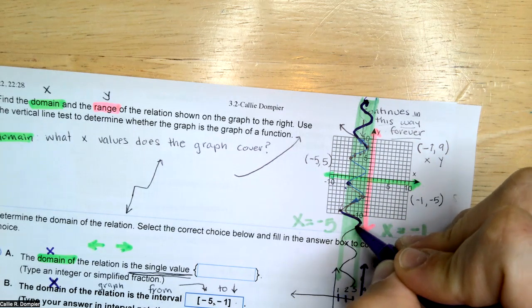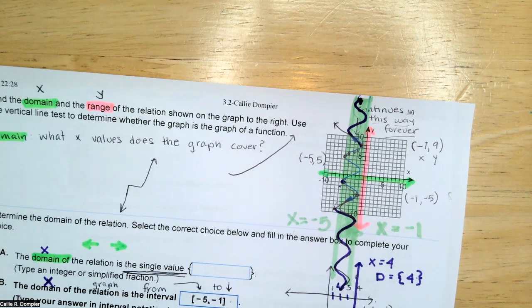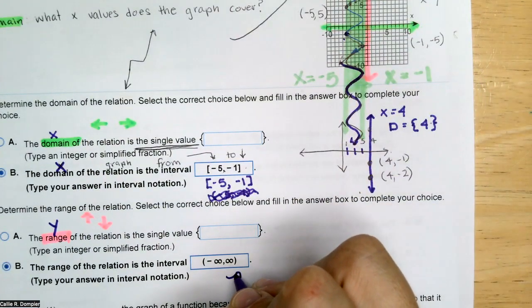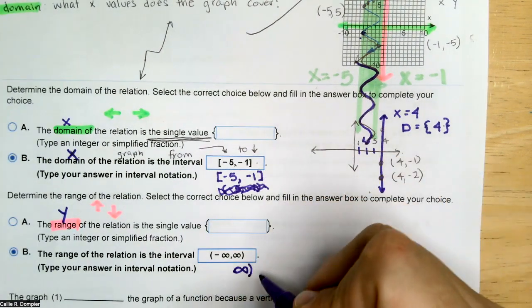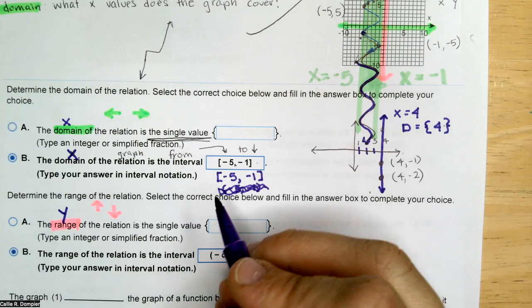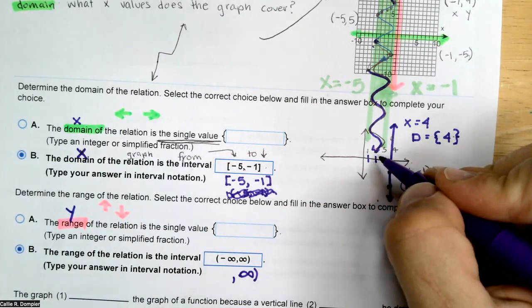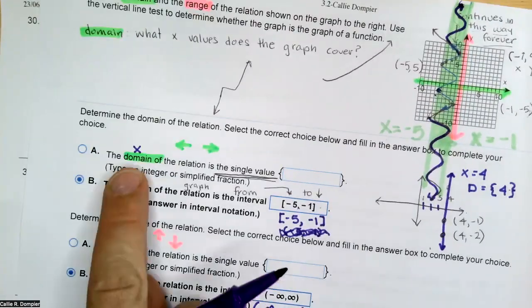Even as I get to the bottom of my page, I still add an arrow. So those arrows mean it never stops, right? And so when something never stops, we write infinity. Infinity never gets a bracket, it always gets parentheses because you can't get to the end of infinity and include it. We're just saying infinity without having an end. So it's going up forever, it's going up into infinity, and then it's going down into negative infinity. So range is y, domain is x.